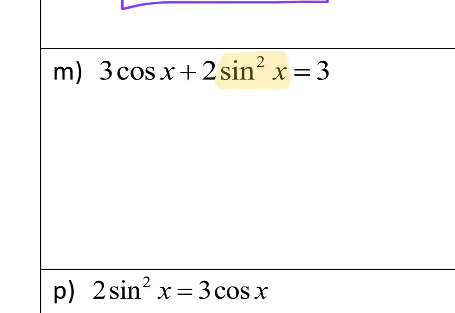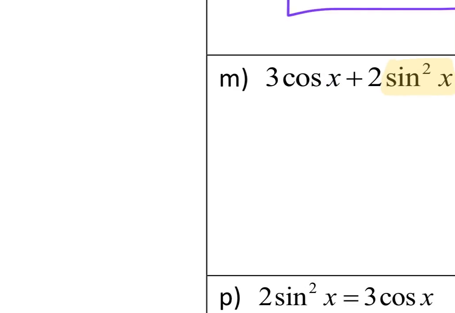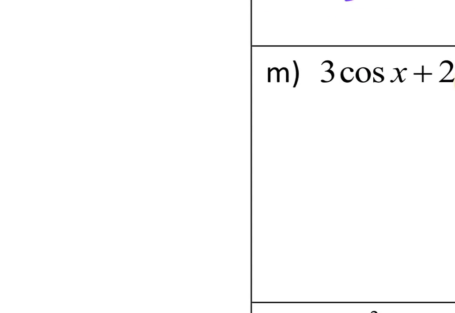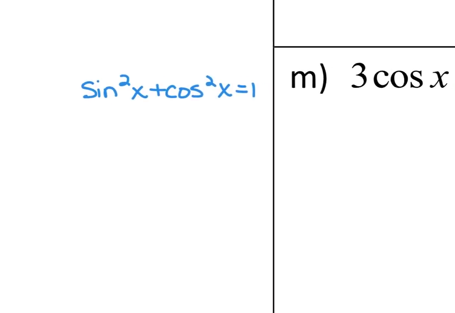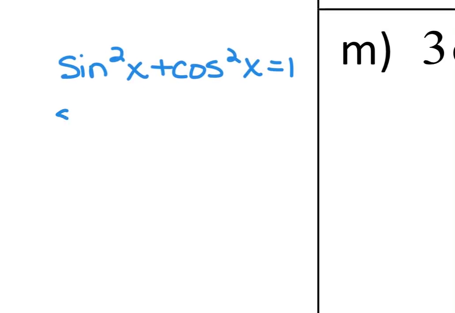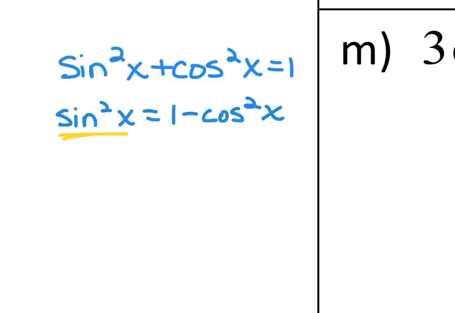But in letter M, you want to have everything be either sine or cosine. And since I have a Pythagorean identity that says sine squared plus cosine squared equals 1, and I have sine squared over there, I know that sine squared is equal to 1 minus cosine squared. And so I can go into any equation and replace sine squared x with 1 minus cosine squared x, and that's what I'm going to do for this problem.